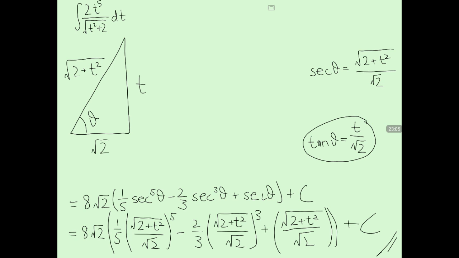So through trig substitutions, through integration by substitution, through drawing triangles, we have determined that the integral of this function up here, 2 times t to the 5th over the square root of t squared plus 2, is equal to this expression down here. Now you can go tell your calc teacher that you love them.